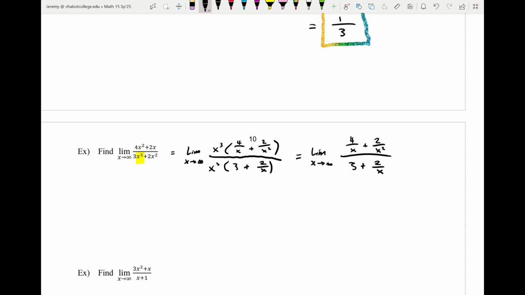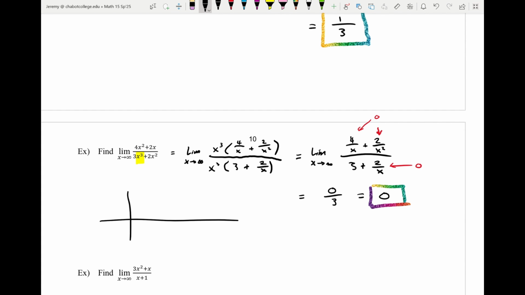All right, and anything in the form a over x to the k will go to 0, so that goes to 0, that goes to 0, and this also goes to 0 in the step that I actually evaluate the limit. So after evaluating the limit, I'm going to get 0 over 3. So that's just equal to 0. All right, so graphically we should see that in the long run, the graph of this function f should be approaching the line y equals 0, or the x-axis.